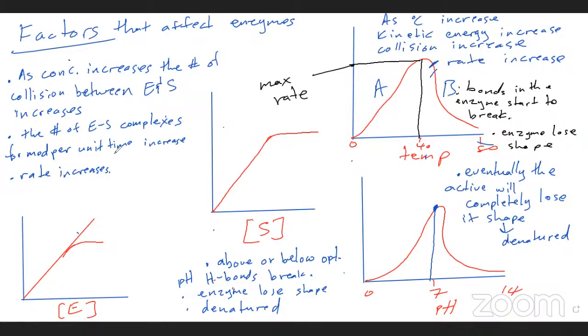All right, so for both of them in this one, as substrate concentration increases, collision between enzyme and substrate is increasing. Same thing for the enzyme. Once you're increasing it, you get more enzyme substrate complex, rate increases. All right. Now, the only other part now is where it tapers off. Here, why does it tapers off?